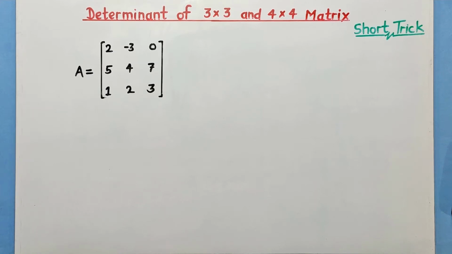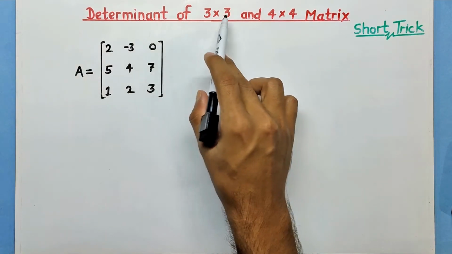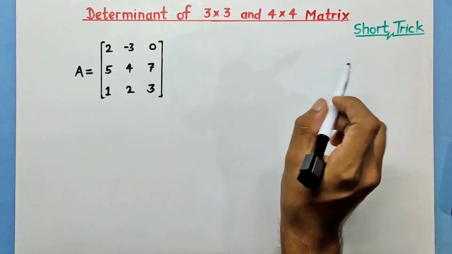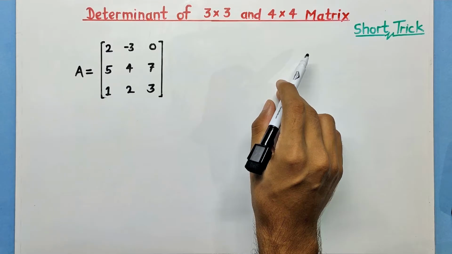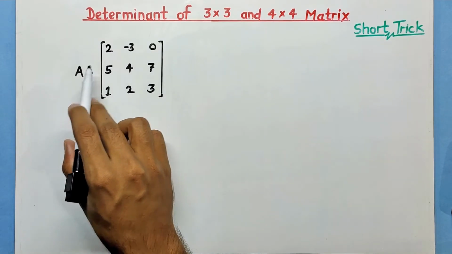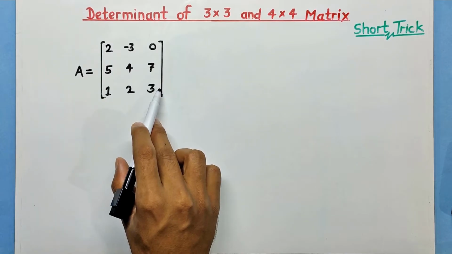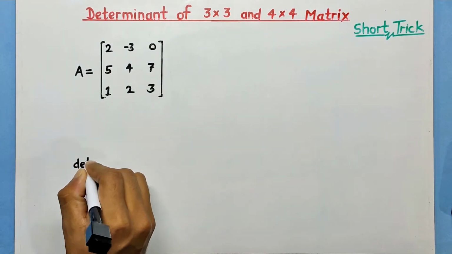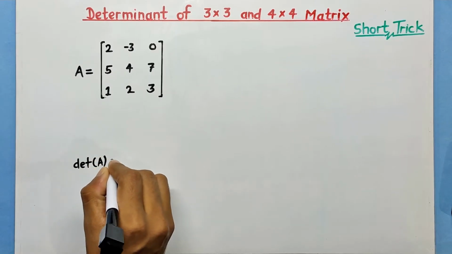In this video, we're gonna work on finding the determinant of 3 by 3 and 4 by 4 matrix using a short trick. And at the end of this video, I'm gonna tell you the mathematical proof behind this trick. So here I have a matrix A having these elements, whose determinant we denote as det of A or simply mod of A.